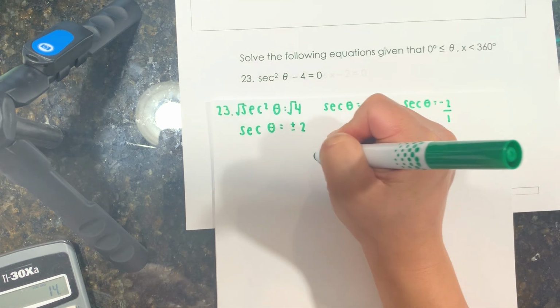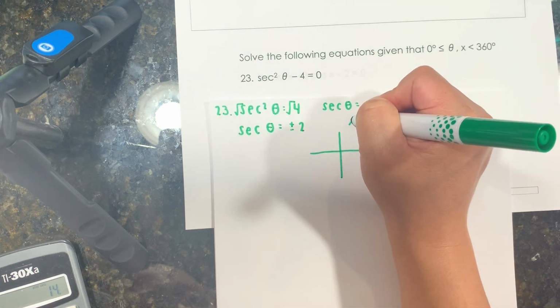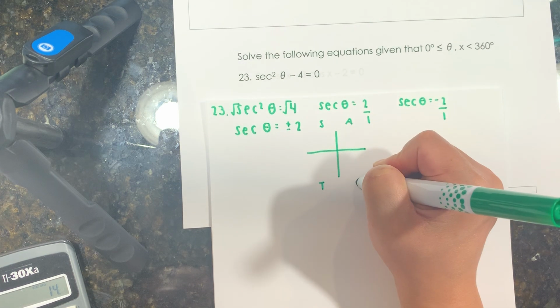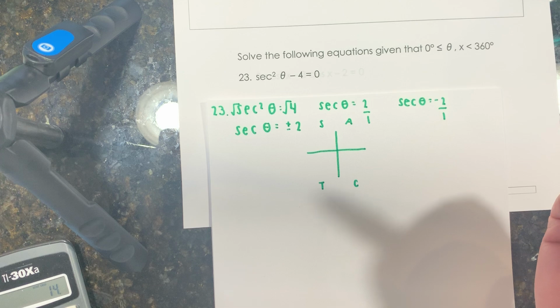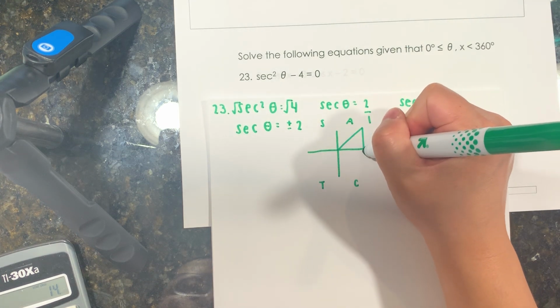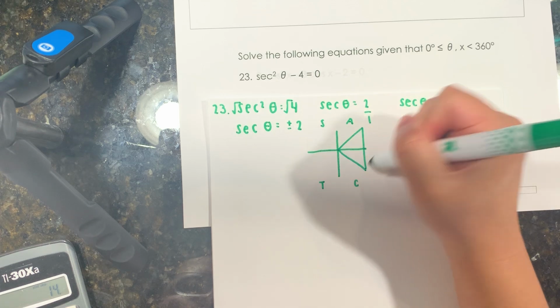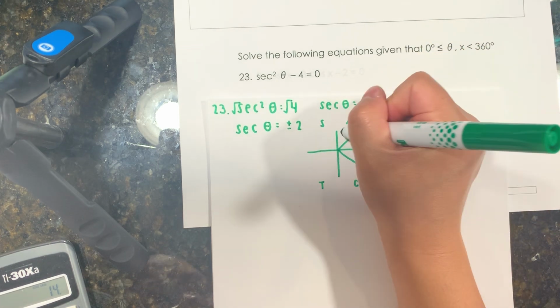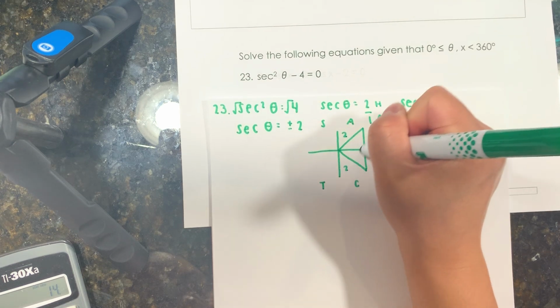Secant is going to follow the same as cosine. So wherever cosine is positive, secant will be positive. So I'm looking for where cosine is positive. That would be in quadrant 1 and then quadrant 4. Secant is the ratio of hypotenuse over adjacent. So this would be 2 and 1.